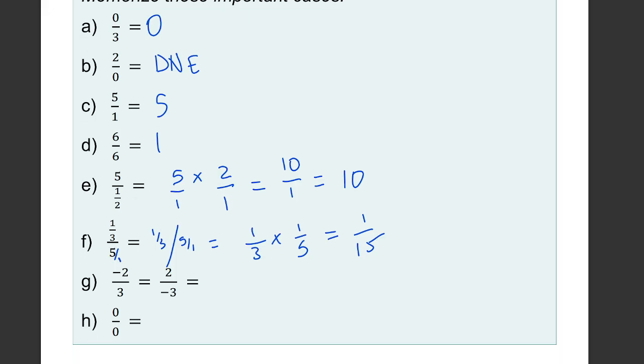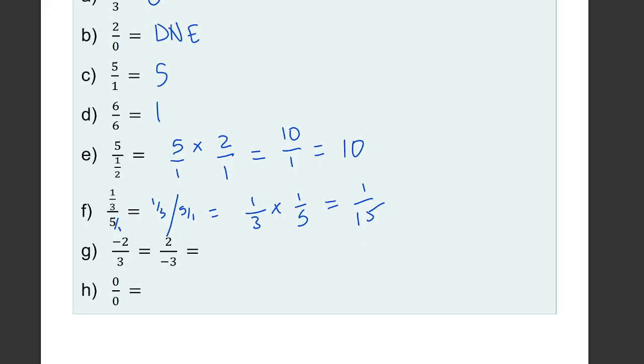Okay, couple more little cases to talk about. First off, with our negatives, anytime we have a negative in the numerator, a negative in the denominator, it's the same thing as having the same fraction with the negative out front. Doesn't matter where you put your negative. And then lastly, the 0 over 0 we call indeterminate, or does not exist.